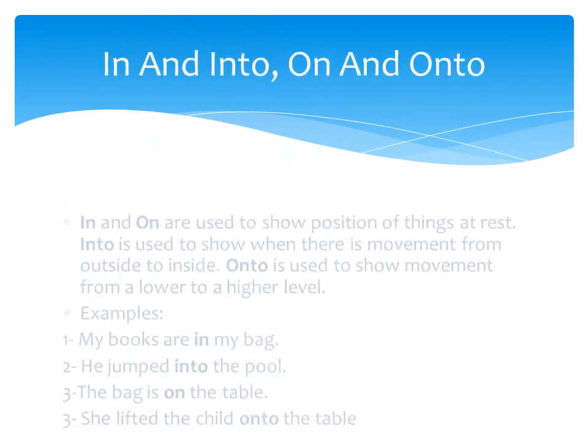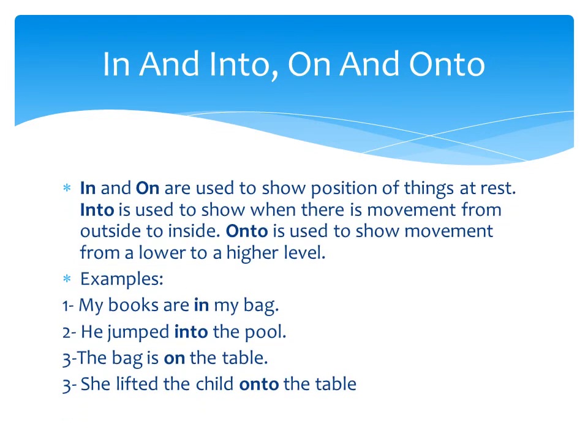In and into, on and onto. In and on are used to show positions of things at rest. Into is used to show when there is movement from outside to inside. Onto is used to show movement from a lower to a higher level. For example, in sentence number 1, my books are in my bag. Here the books are in a static position, they are at rest. That's why we are using in this sentence.